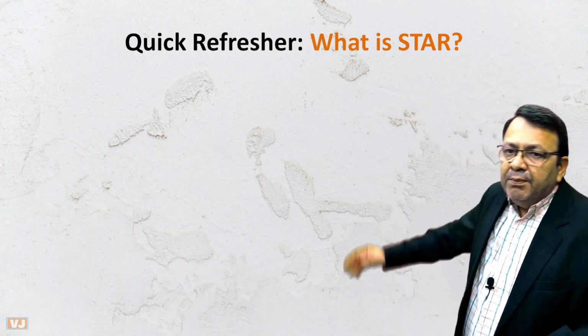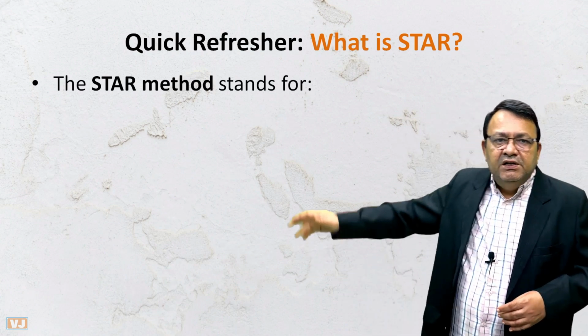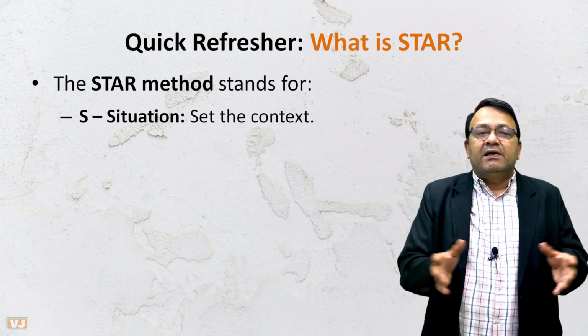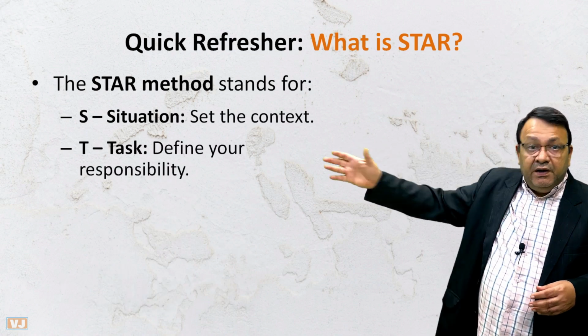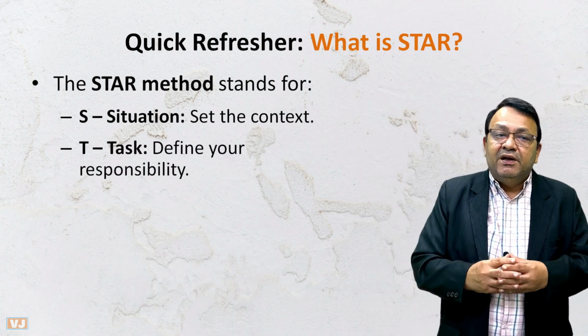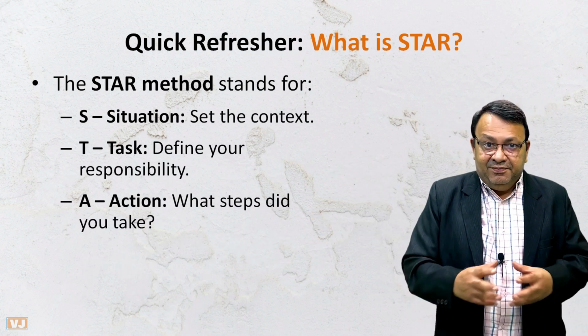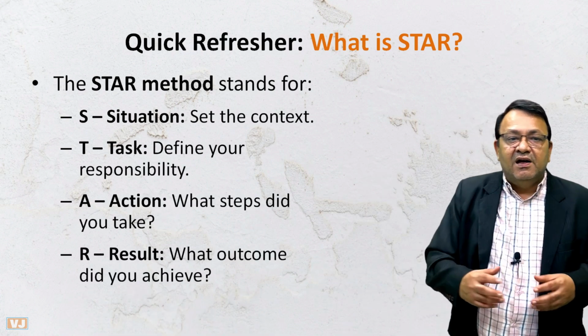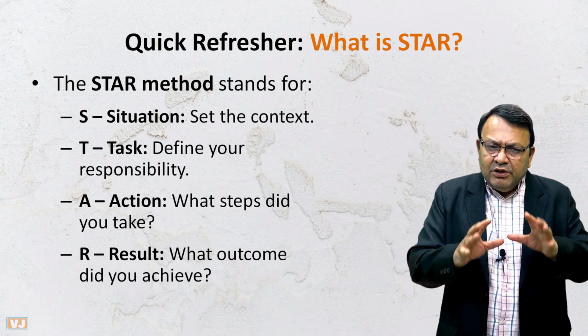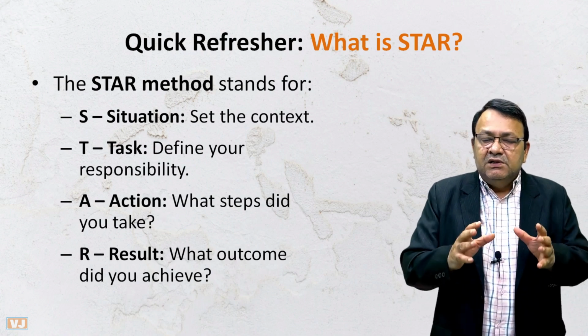I want to give you a quick refresher of what the STAR method is. What it stands for: first is the Situation, that is S in STAR. Set the context. Second is the Task, that is the T, which is to define your responsibility. And then it is the Action, that is A in STAR. What steps did you take? And finally, the Result, that is R. What outcome did you achieve? So this is how you have to frame your answers in this flow. This is the gold standard for answering behavioral as well as competency-based interview questions.